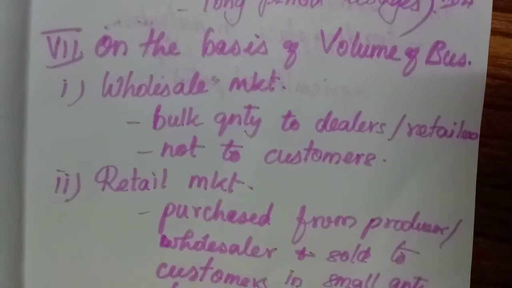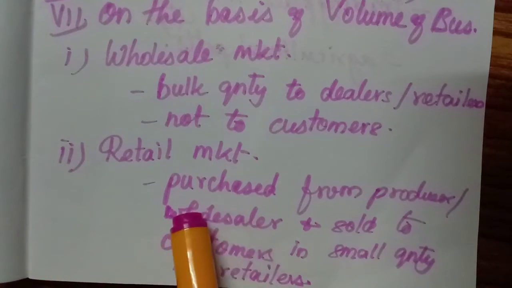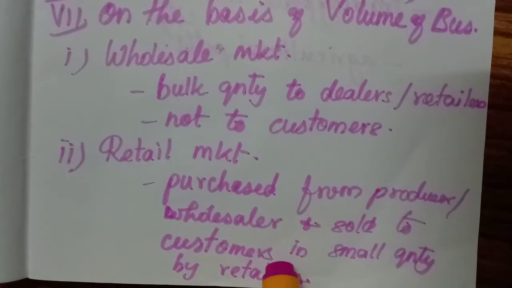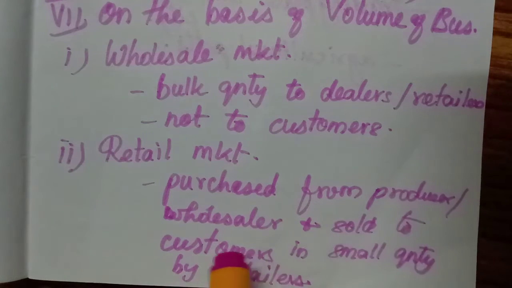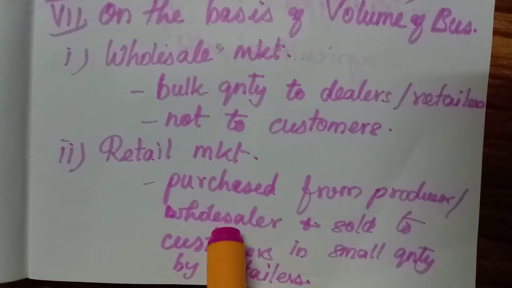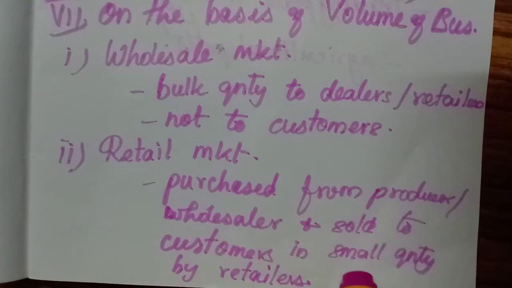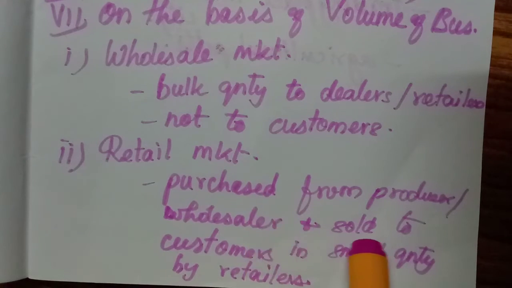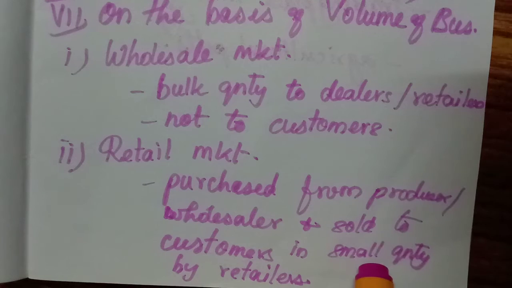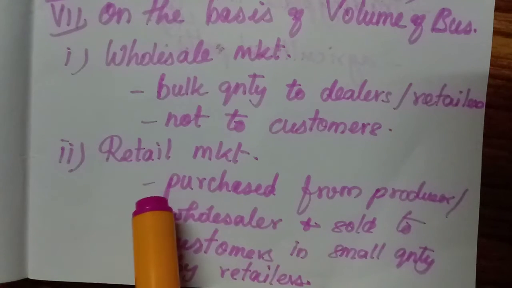Then in the retail market, the retailers will purchase from whom? Either from the wholesalers or from the producers, or the manufacturers. They will buy from them, and that will be in bulk quantity also. Okay, in little bulk quantity, but they will sell them to the customers in small quantity. That is why they are called retail market.